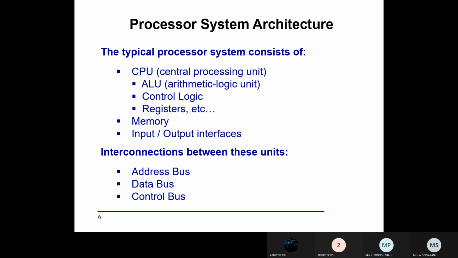The data bus says how many bits it can process, whether it is an 8-bit processor, a 16-bit processor, or a 32-bit processor. That is based on the number of data lines we have. Then the control bus. One more thing: the address bus is always unidirectional. Data buses are bidirectional. The control bus is also bidirectional, and it is used to send the control signals. So these 3 we have to remember: address bus, data bus, and control bus. The number of address lines decides the memory capacity of the processor.